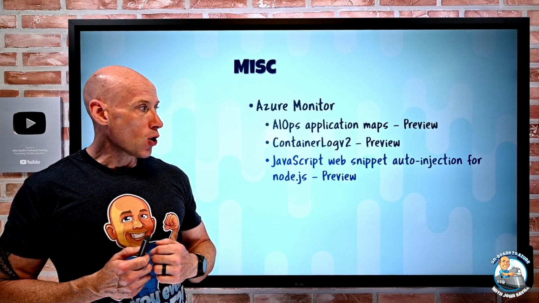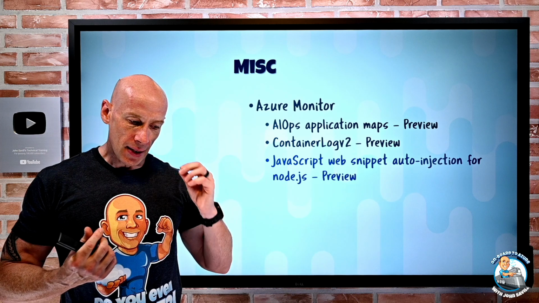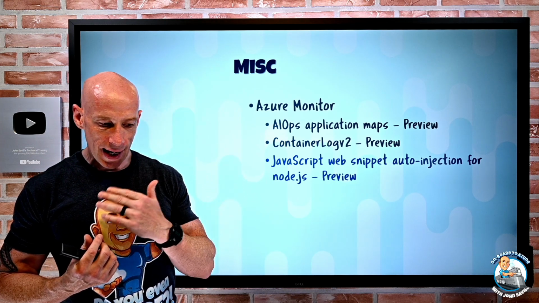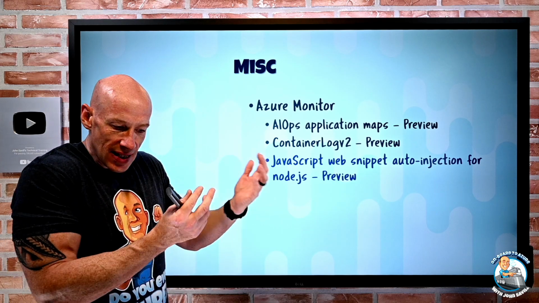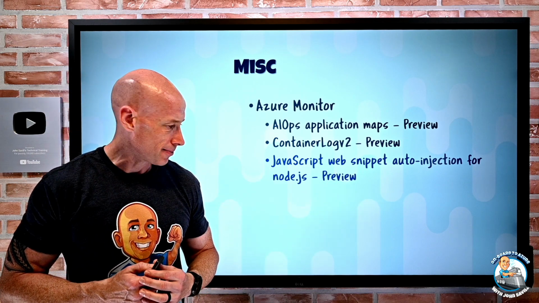JavaScript web snippet auto injection for Node.js is in preview. So again, part of App Insights. If I have my Node.js SDK version 3.1 or later, I can just enable it. And as it detects these web snippets, it's automatically going to onboard those into App Insights.